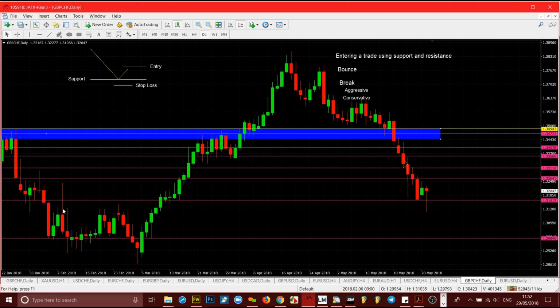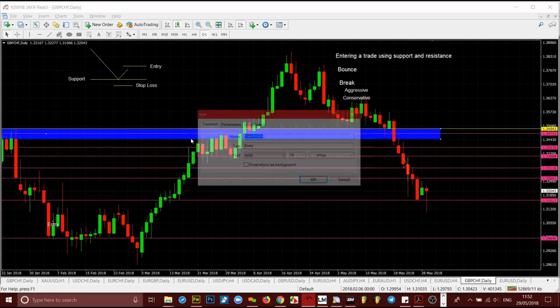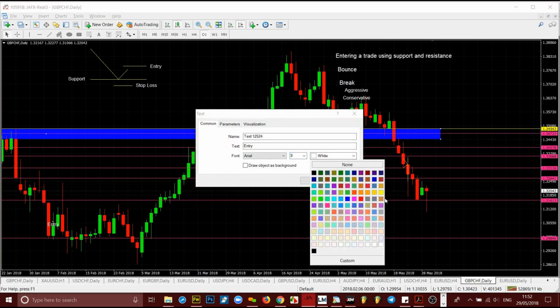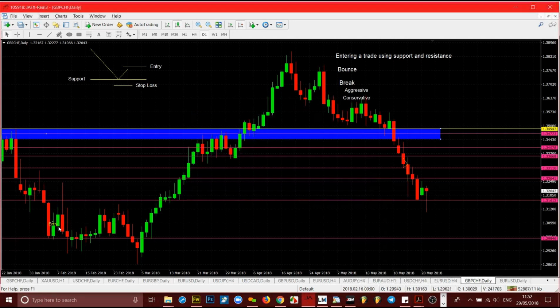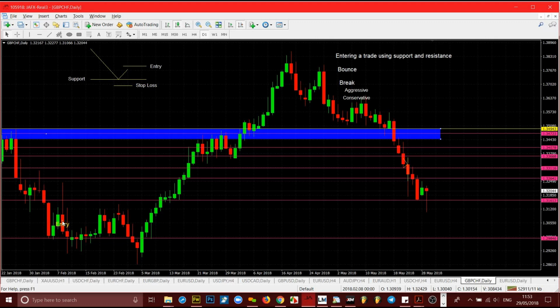If you're trying to buy this market, when it bounces off here, you enter here. Maybe your entry is somewhere around here. Let me make this a bit bigger. I'll probably change the color. And we'll make it yellow. Let me see. Oh, okay, 12. Oh yeah, that's what I was looking for. So let's assume I entered here.